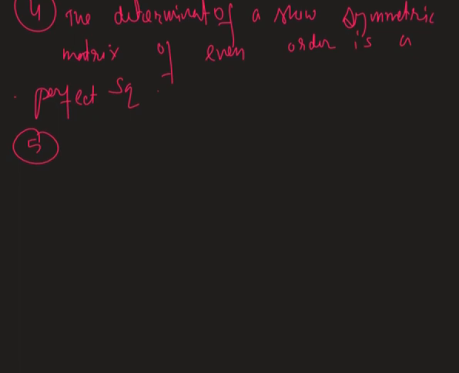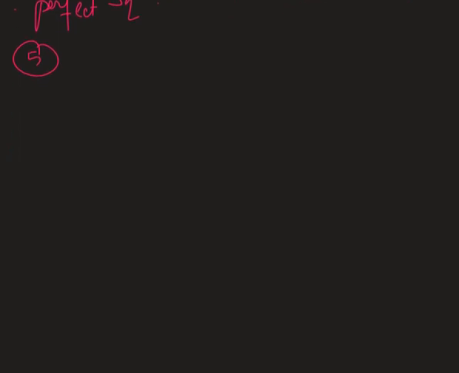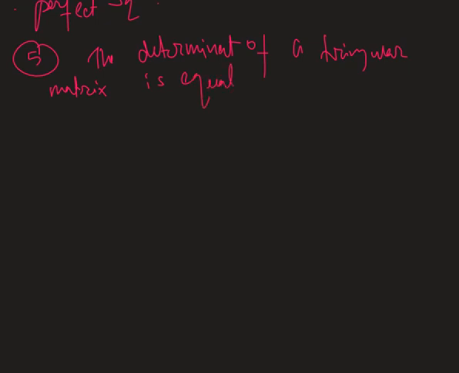Now come to the fifth one. That is, the determinant of a triangular matrix is equal to the product of its diagonal elements.